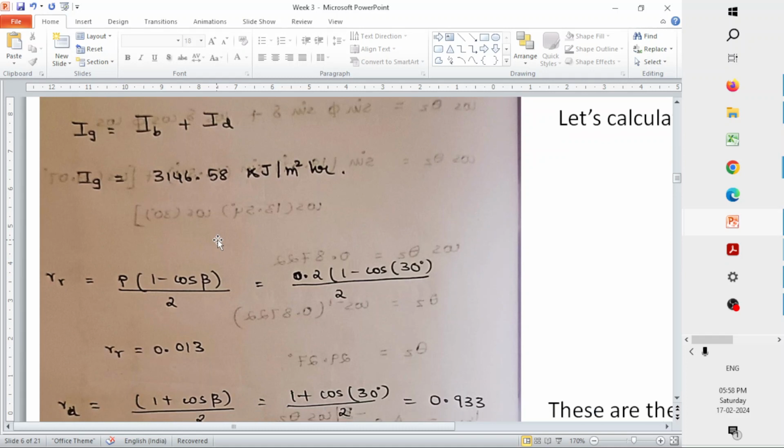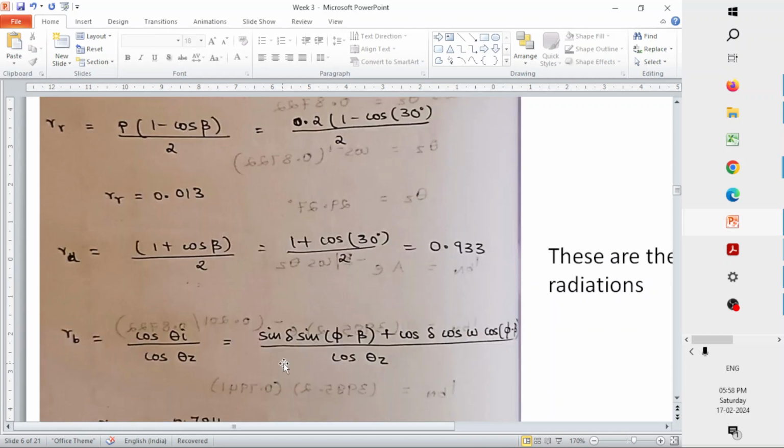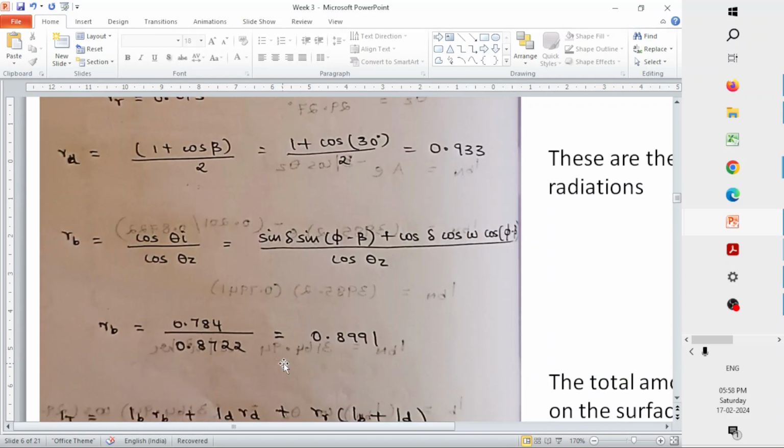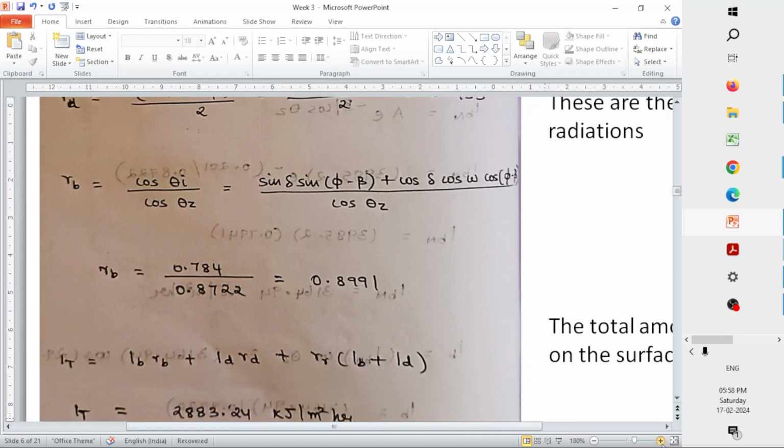Now you know your values of Ib, Id, Ig, and you know RR, RD and RB, the tilt factors for reflective, beam and diffusive radiation. So now you can calculate the total instantaneous solar radiation falling on the flat plate surface. I'll show the formula. This is the formula. Let me zoom in more.